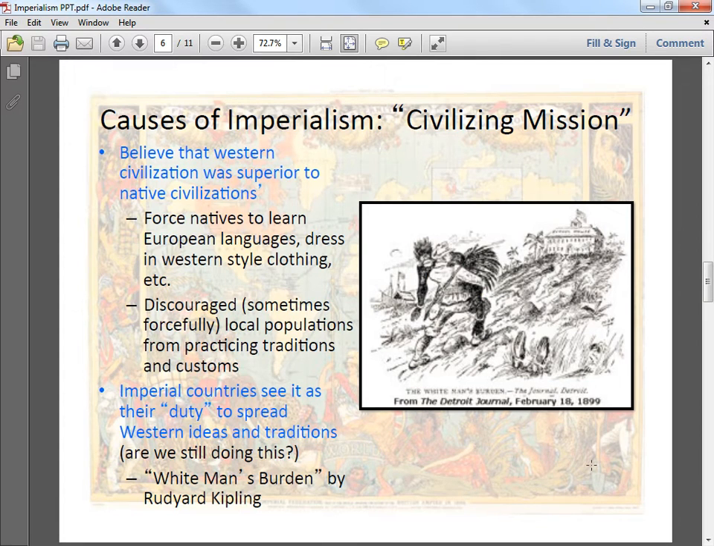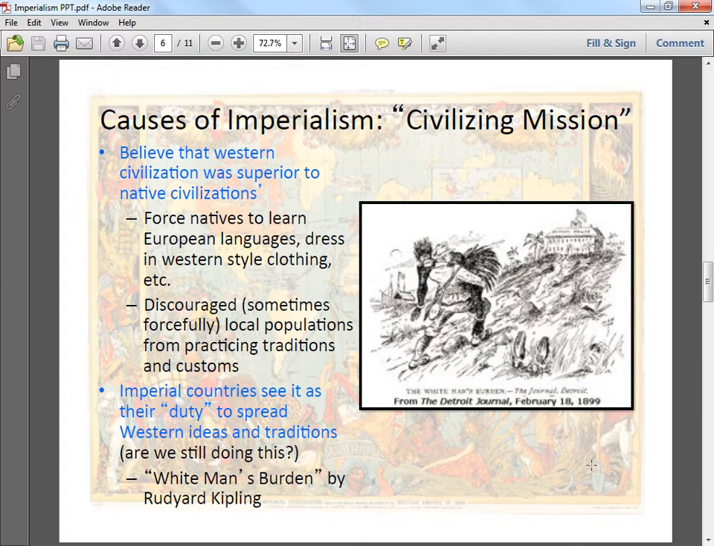Three is the civilizing mission, the idea that Europeans are better than everybody else. When a European would take over a country, they would force that country to adopt European methods of dress, European languages. They often discourage local populations from practicing their own traditions and customs. We can see this very, very strongly in India, where the highly educated still learn English.